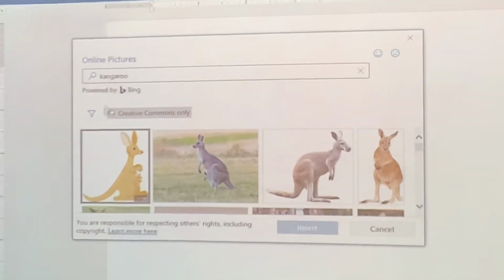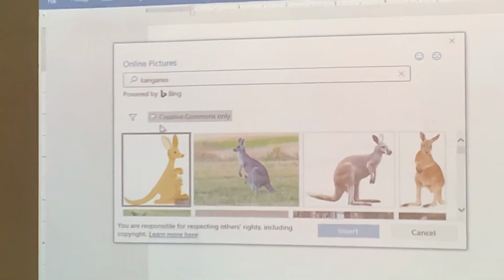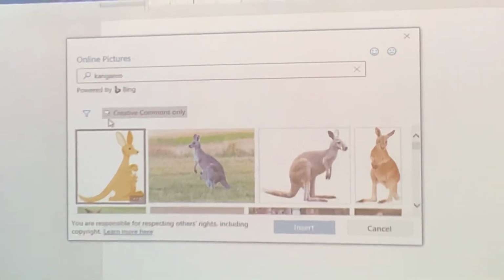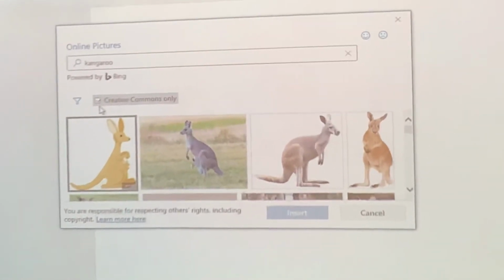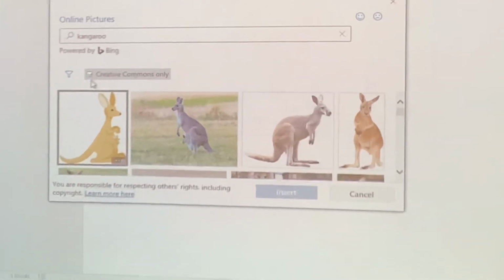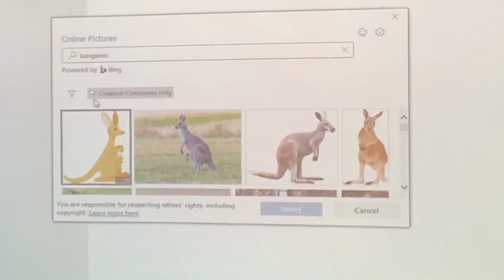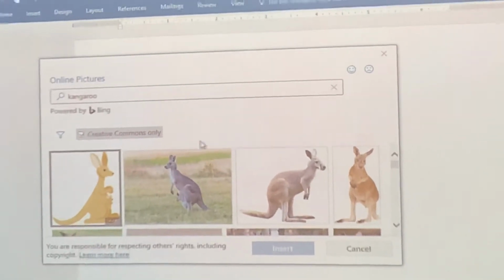Do you see this gray box right here that says Creative Commons Only? And it is check marked. That means that every picture that comes up is free for anybody to use. You don't have to cite your source. You don't have to get permission to use the picture. So if you'll come here and make sure that that Creative Commons is clicked, everything's free.